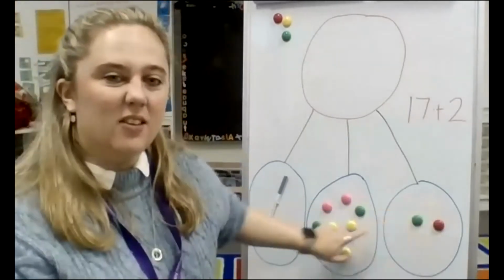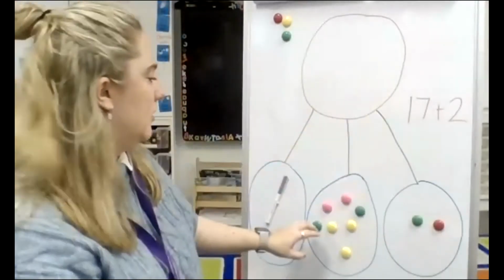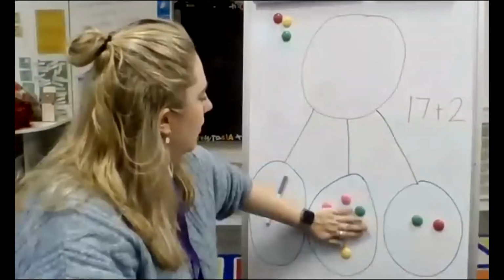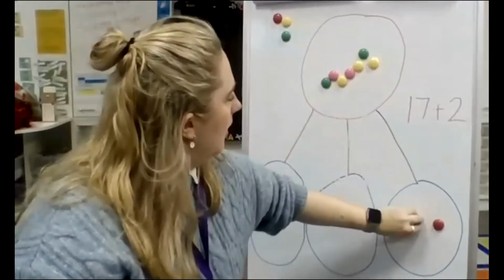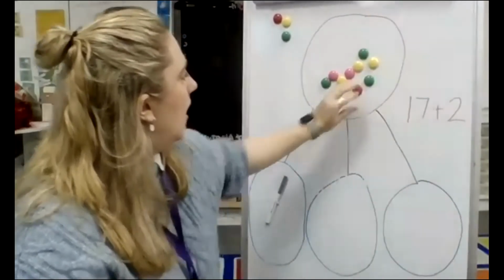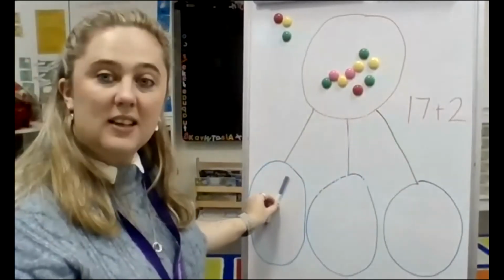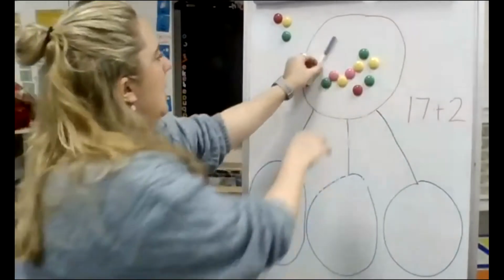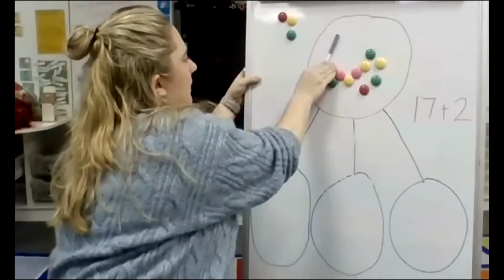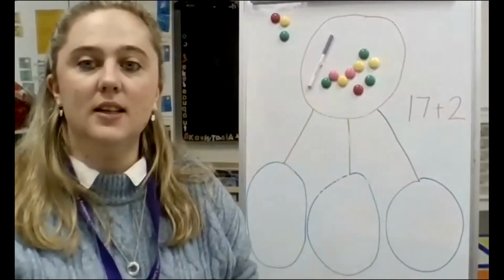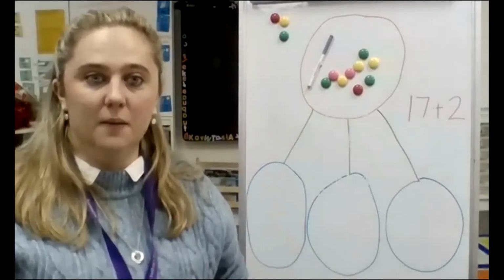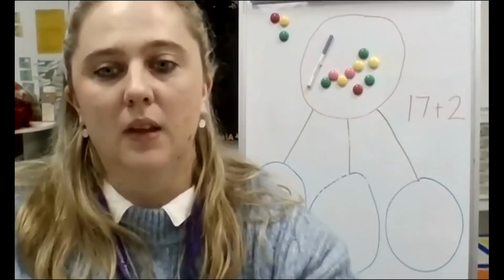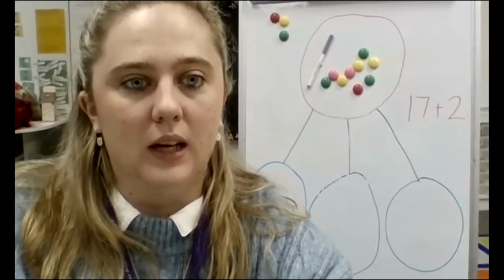Let's move these 2 to our whole to see what we've got first. So we've got 7, 8, 9, and 1 ten. So it makes 19. Fantastic. Well done. That was really, really good. So let me share my screen again.